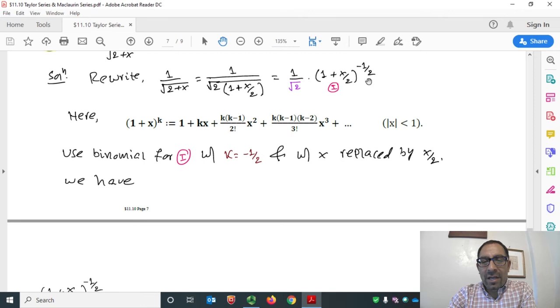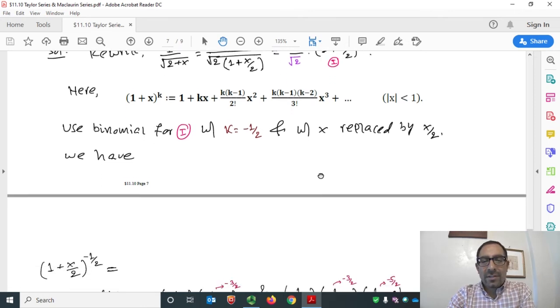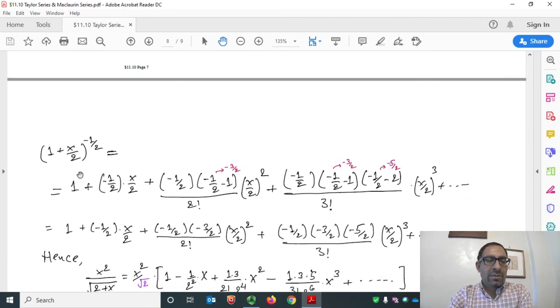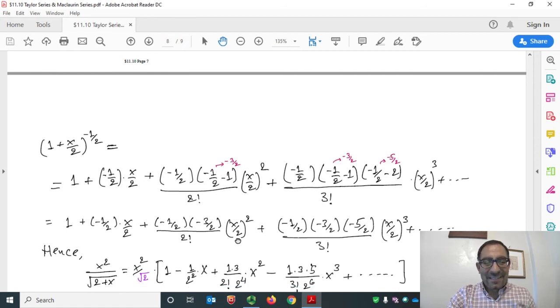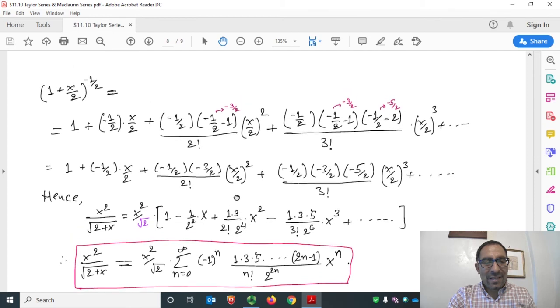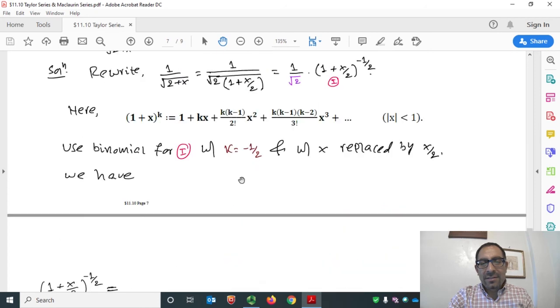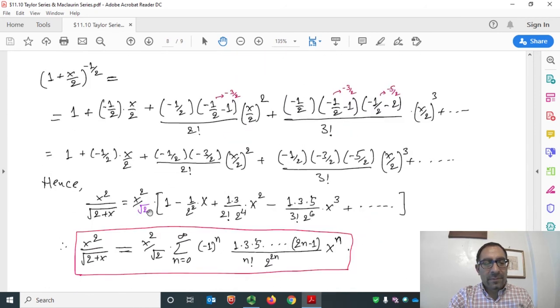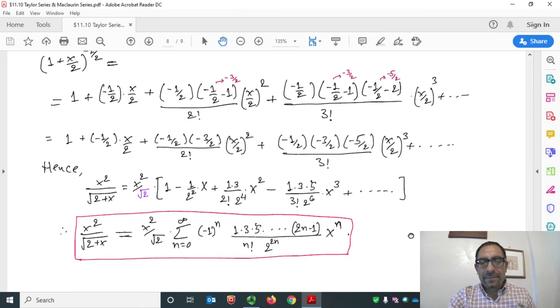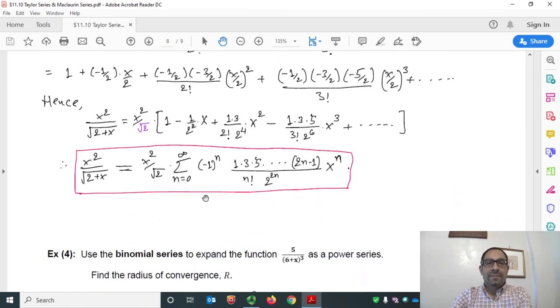For our case, k is negative 1 half and x is simply x over 2. So I use the formula here. Then (1 plus x over 2) to the power negative 1 half turns out to be this expansion here. This is too long for me to read. Then simplify the constants. And hence, x squared over this function turns out to be x squared multiplied by this expansion, multiplied by 1 over radical 2. So these terms we multiply into these expressions here. Then it turns out to be this one here. Awesome. I hope this computation makes sense to you all.